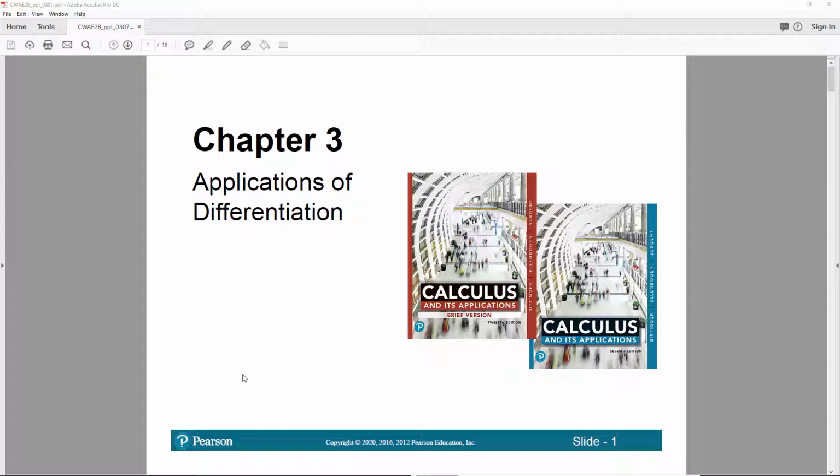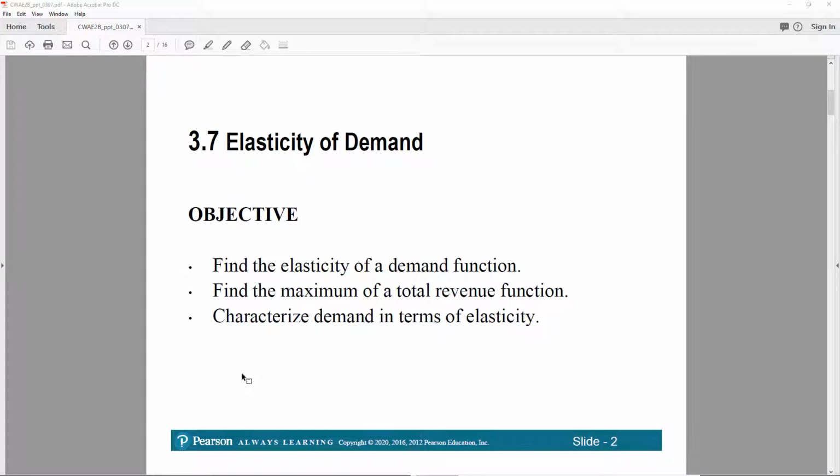Applications of differentiation. Elasticity of demand. Find the elasticity of the demand function. Find the maximum of a total revenue function. Characterize demand in terms of elasticity.